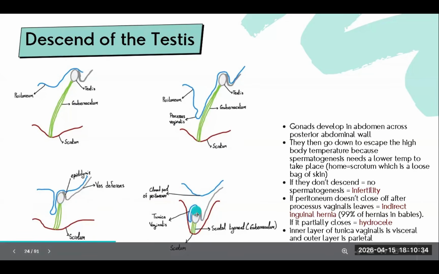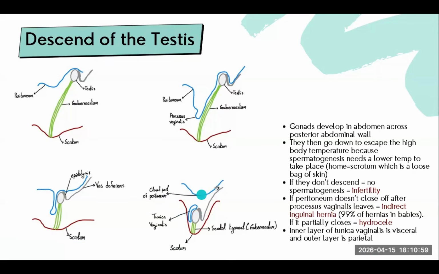The testes has successfully descended to the scrotum. And one more thing is that the tunica vaginalis, remember we said it's a loop of peritoneum. And since it's a loop, it has 2 layers. The inner layer is known as the visceral layer, the part closer to the testes. And the outer layer is known as the parietal layer, the part away from the testes.